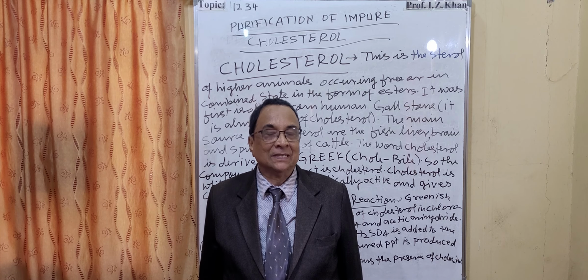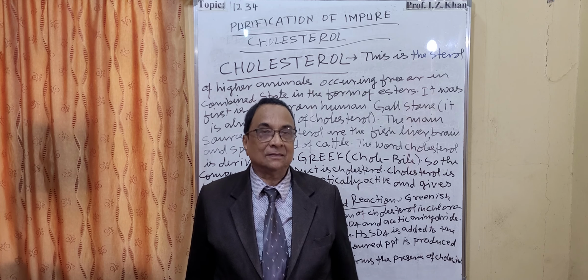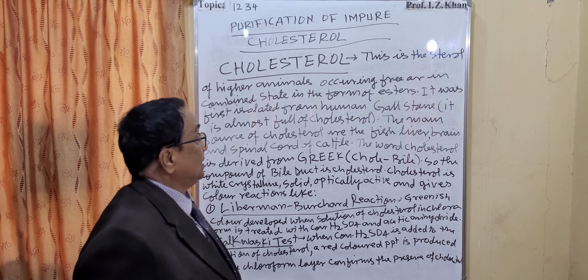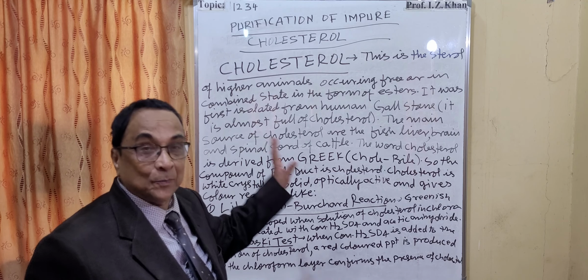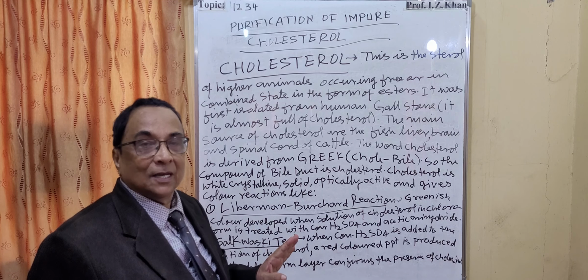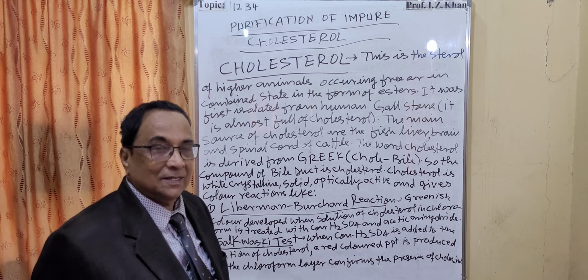So now I am giving the summary of what I have already discussed in the lecture on cholesterol. What is cholesterol? It is the sterol of higher animals. If we say cholesterol, it is an animal product, because there are a lot of vegetable oil makers who write cholesterol free. It is rubbish, because cholesterol has nothing to do with vegetable oil. It is always cholesterol free.